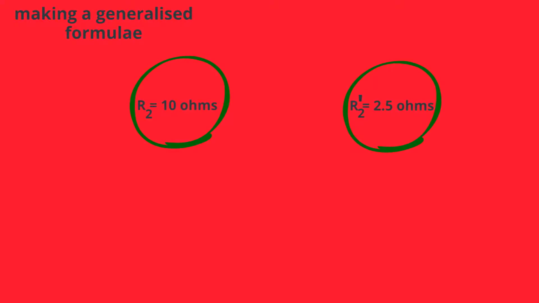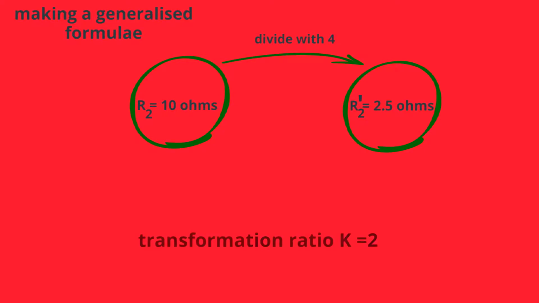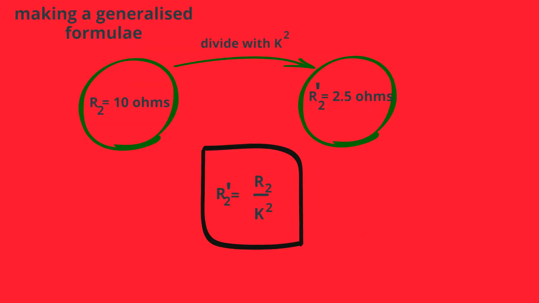The secondary winding resistance R2 equal to 10 ohms, when shifted to the primary side, becomes R2 dash, that is 2.5 ohms. We can notice that the R2 value will be divided by 4 to become R2 dash. We can write the value of 4 in terms of transformation ratio K. The transformation ratio for this given numerical is 2. Therefore, we can write 4 as K square. Replacing 4 with K square, we get a generalized formula for R2 dash. Therefore, R2 dash is equal to R2 by K square.